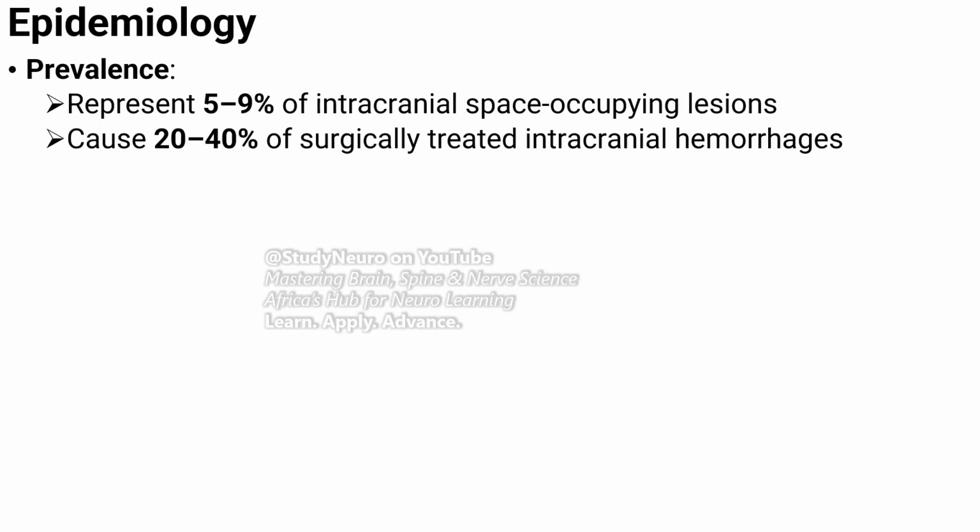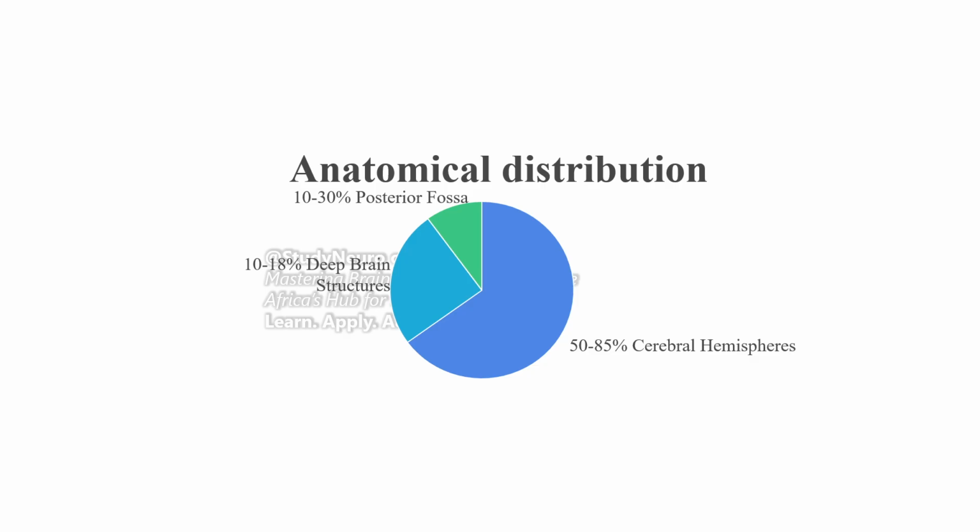CNS vascular malformation accounts for 4 to 9% of intracranial space occupying lesions and 20 to 40% of surgically treated brain hemorrhages. Most of them are located in the cerebral hemisphere, with few found in the deep brain structures such as the basal ganglia, internal capsule and choroid plexuses, and the posterior fossa.